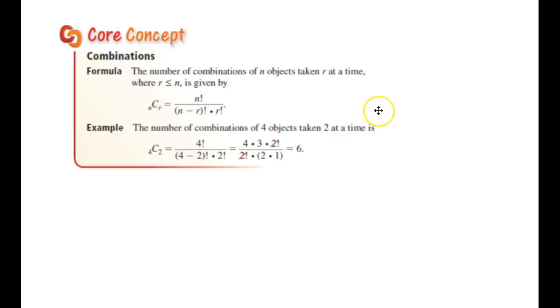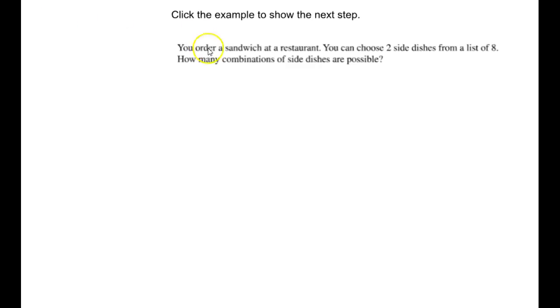So here's from this last example, the number of combinations of 4 objects taken 2 at a time. I've got 4 factorial in the numerator, and 4 minus 2 factorial times 2 factorial in the denominator, and then I can simplify and find my answer that way as well. So let's look at this example.